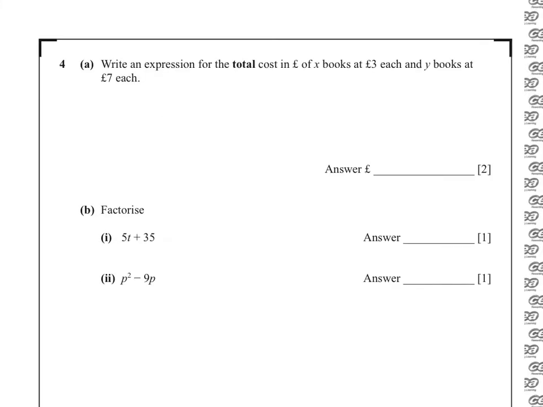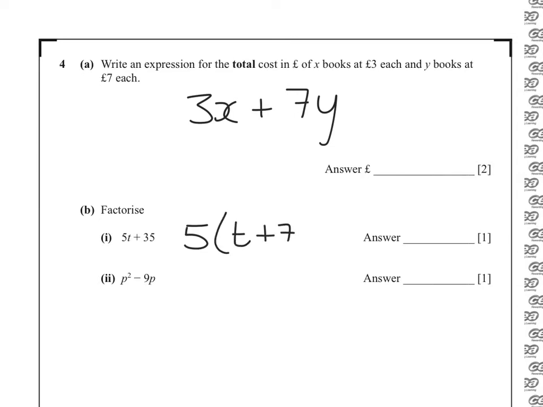If we buy x books at £3, that is 3x, and if we buy y books at £7, that is 7 times y. Factorising, 5 goes into both 5 and 35, so that's 5 upon t plus 7, and p goes into both p squared and p. So p times p is p squared, and p times minus 9 is minus 9p.